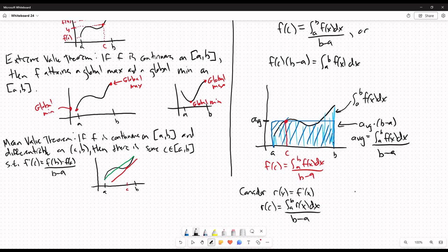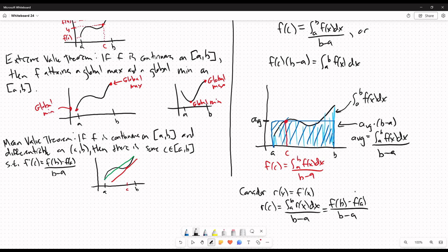But the fundamental theorem of calculus tells me that this right-hand side is going to be in terms of an antiderivative of r. Well, I know that an antiderivative of r is going to be f, because r is the derivative of f. So we'll use that antiderivative: f of b minus f of a over b minus a.